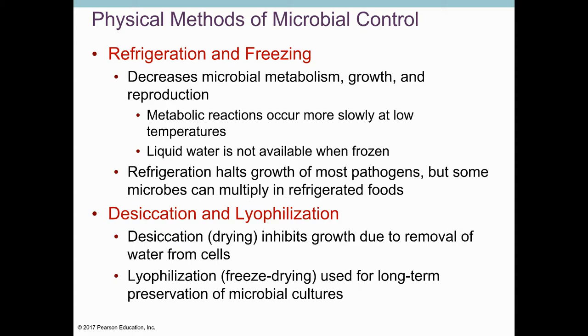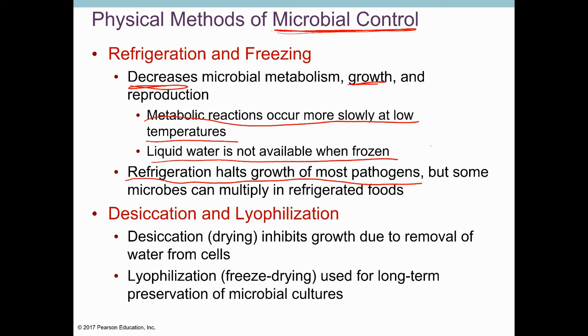Now, in this case, we have refrigeration and freezing. This is just for microbial control. It doesn't kill stuff, but it stops the growth. But when you warm it back up, it'll start growing again. So metabolic reactions move slowly at low temperatures. When water turns to ice, it cannot act as a solvent for chemical reactions inside the cell. And so refrigeration stops growth, but you guys remember there are things called psychrophiles that can grow at cold temperatures. But anything else will typically stop growing or slow down growing at cold temperatures.